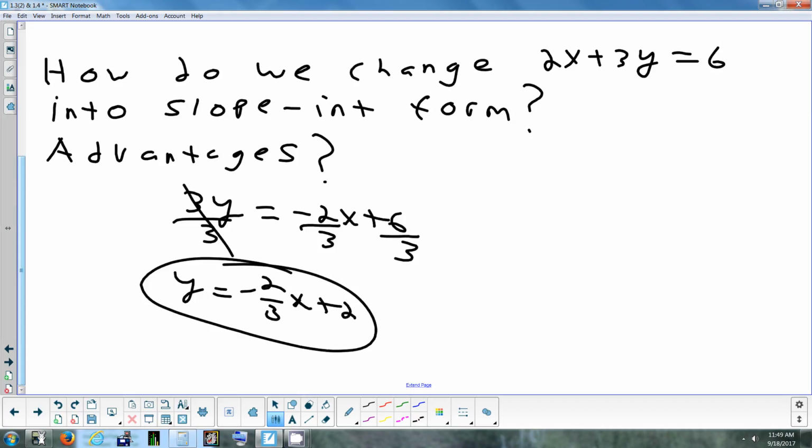What's the advantage of doing that? Why would you want to take something that's not in slope-intercept form and make it that way? Makes it very easy to find the y-intercept. And what else? Yeah, Colleen? Yeah, makes it very easy to graph because now if you know the y-intercept, you go down 2 and right 3, use your rise over run, and you can graph it. Okay, so that's definitely important to know.